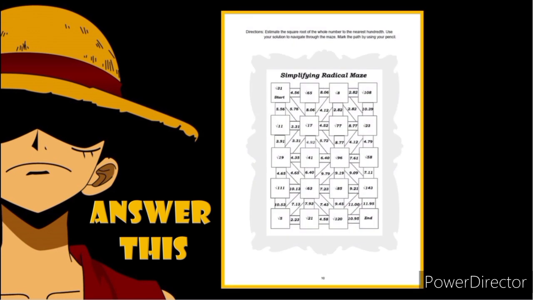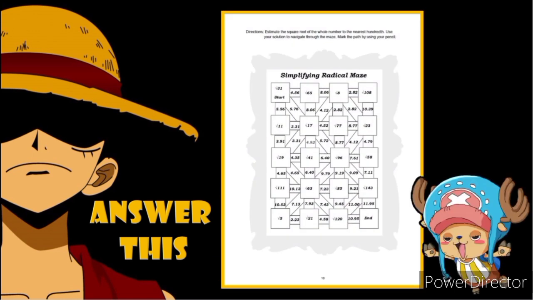Let's answer this. Turn your module to page 10. Estimate the square root of the whole number to the nearest hundredth. Use your solution to navigate through the maze. Mark the dot by using your pencil.